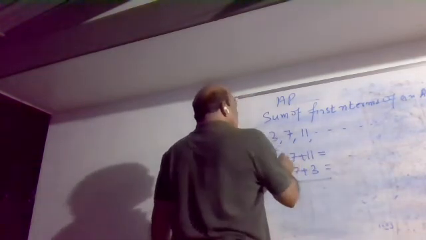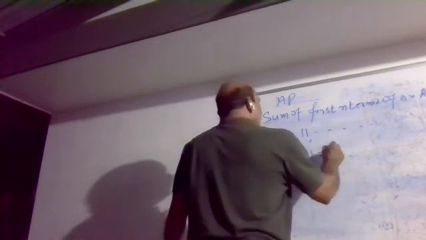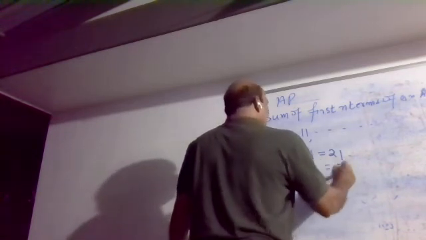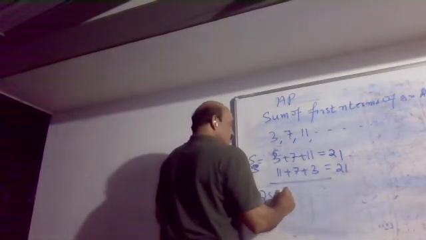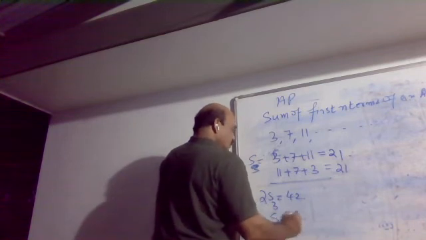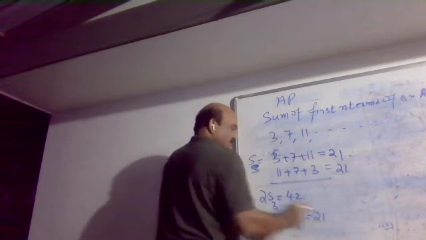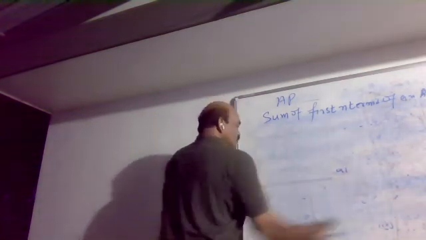This is 3 plus 7 plus 11. How much is it? 21. This is also 21. Total is 2S3 is equal to 42. S3 is equal to 42 divided by 2, which is 21. In the same way, I will show you how to derive this formula.